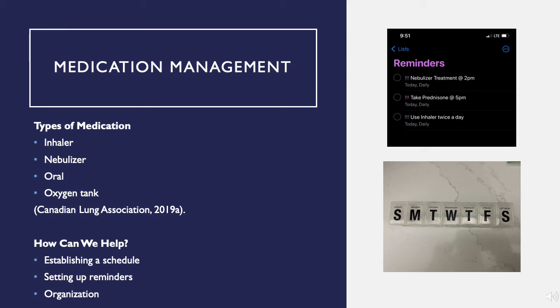And take prednisone at 5, so you can schedule different times, and these can pop up daily, and you can put that in the settings there. Or something like use inhaler twice a day. So you can set that up, and they can have all these notifications go off at different times. Also, a pill box, the traditional way of separating oral medication. This can be another good idea to help them manage their medications.